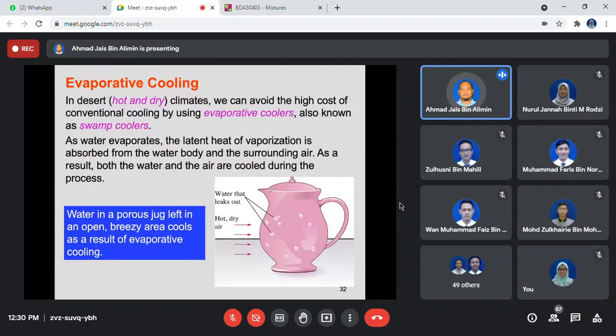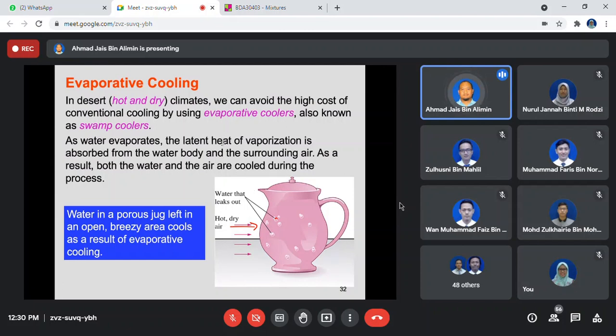Next is the concept of evaporative cooling. So in hot and dry climates, we can avoid the high cost of conventional cooling by using the evaporative cooler concept, which is also known as a swamp cooler. So the whole idea is that the moisture absorbed on the boundary here, and then the incoming hot and dry air will help it to, we'll call it, vaporize. So the evaporation process will assist in the heat transfer process taking place.